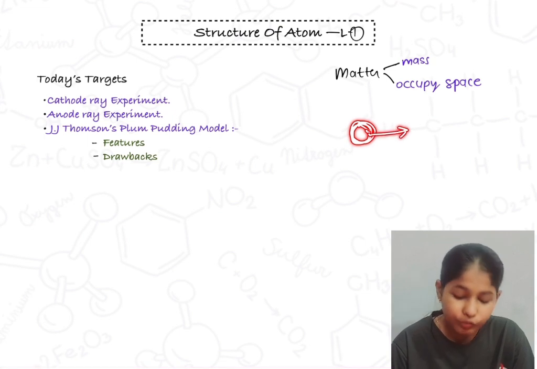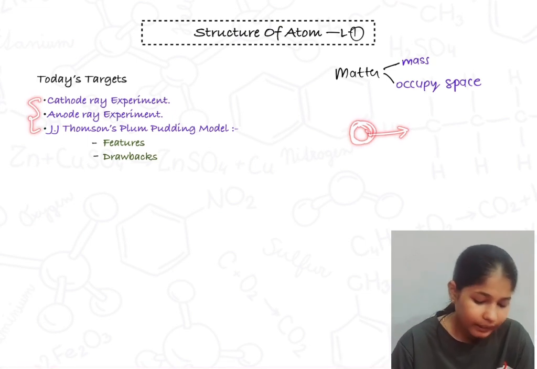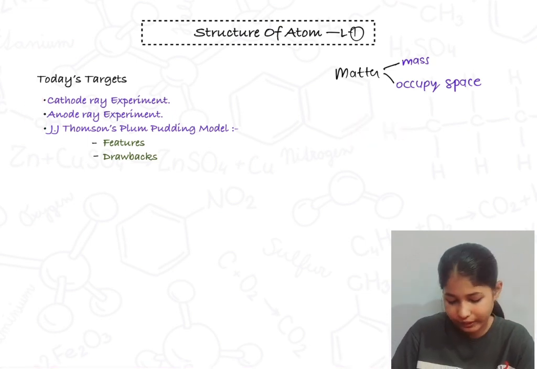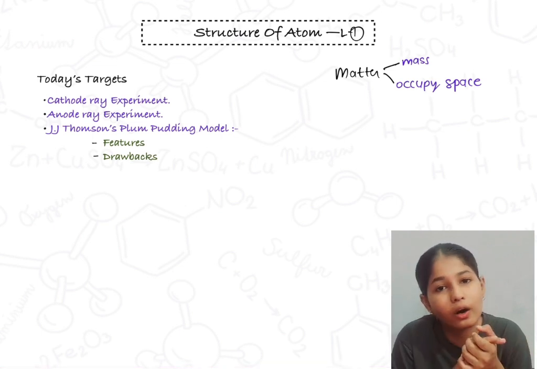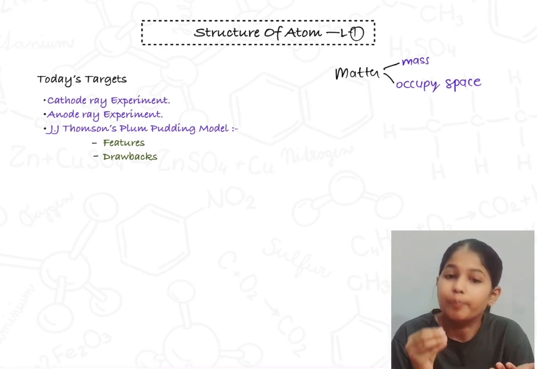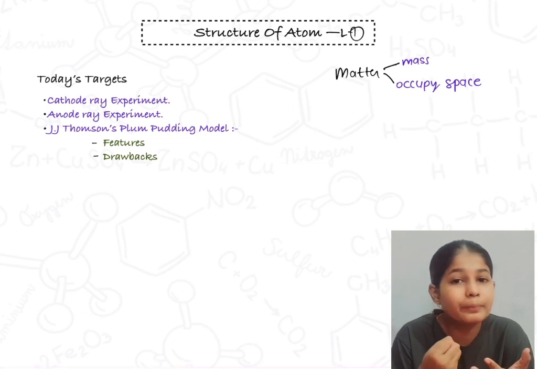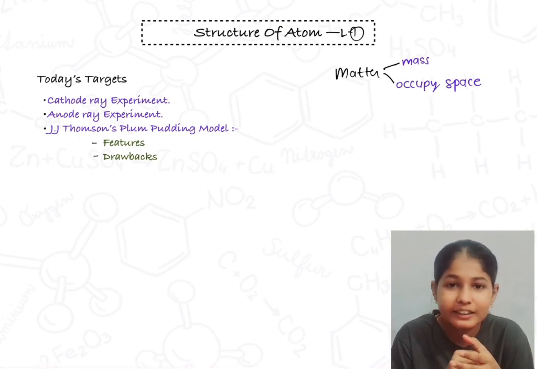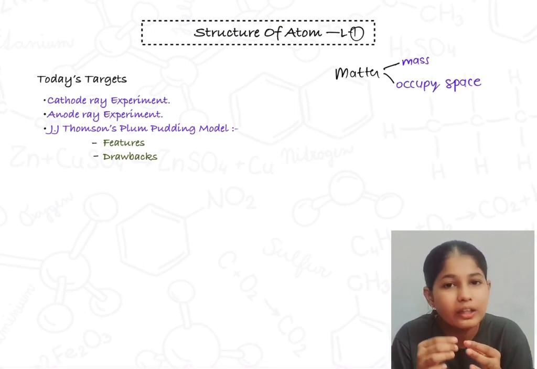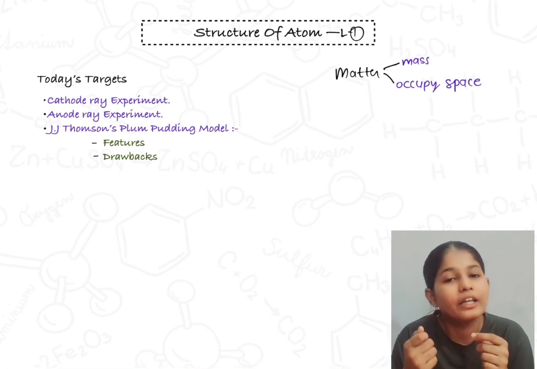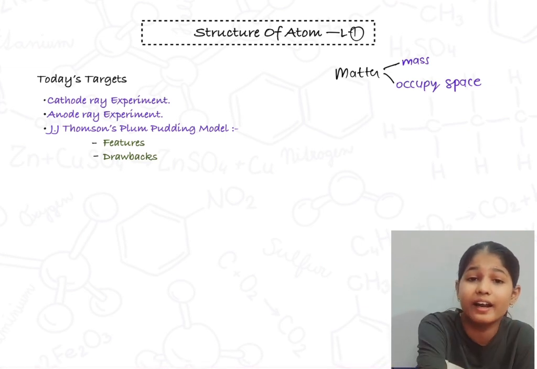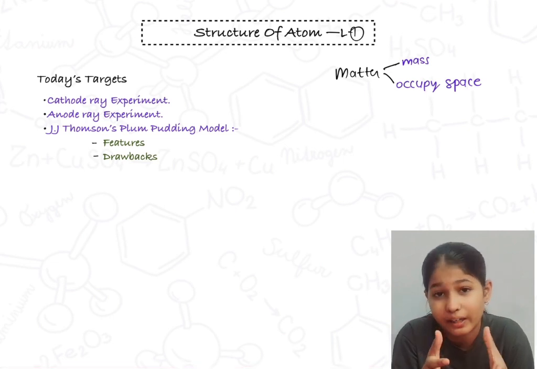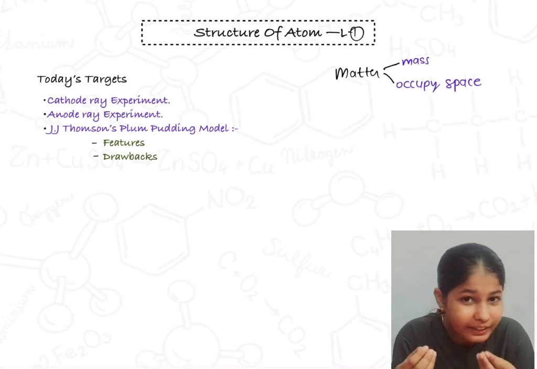But it was proved wrong by the Cathode Ray Experiment and the Anode Ray Experiment. How was this contradicted, and how did people get the idea that an atom also has something inside it? Yes, the atom is not indivisible. Actually, if you take a comb and comb your hair, then why is it attracting pieces of paper? There is something in this.